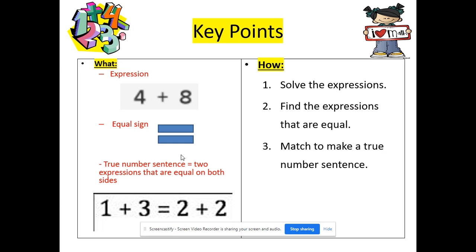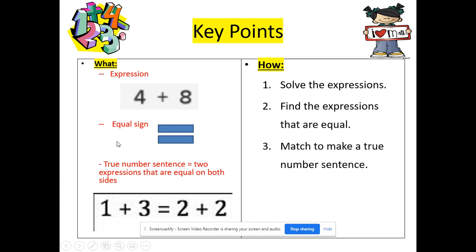Here are our key points. What do we need to know? Well, we need to know what an expression is. And an expression is just as simple as 4 plus 8, meaning that it just has your first two parts, or your whole and your part if you're doing subtraction, but you don't have an answer yet. So remember that an expression is a number sentence without the equal and your answer.